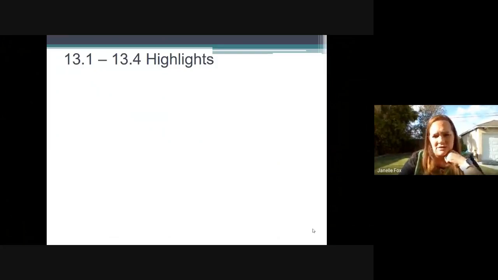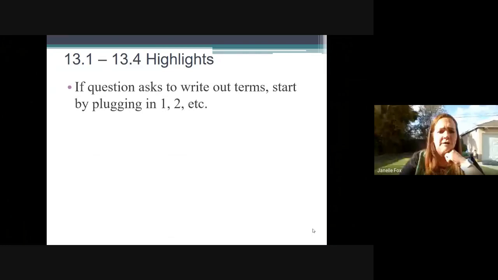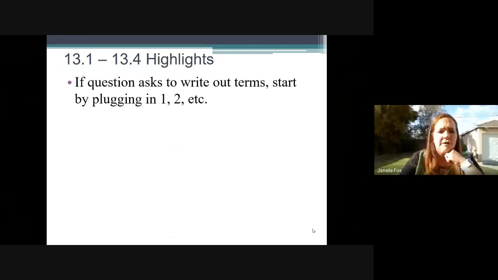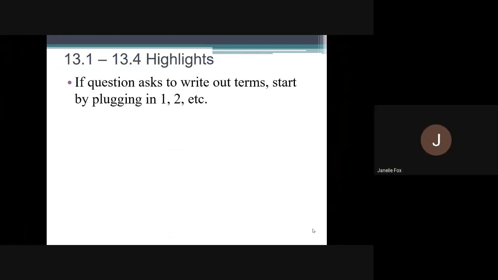These are some highlights from sections 1 through 4. One of the things they're going to ask you to do is to write out certain terms. Literally, they're probably going to give you a rule to follow, and then what do you do? Well, you just plug in the numbers, right? So you start by plugging in the number 1 wherever there's an n, and then you plug in the number 2, and then you go up to however many it says to get the number of terms, okay?